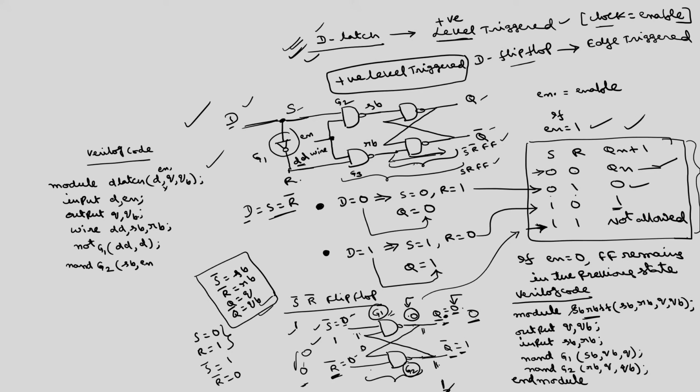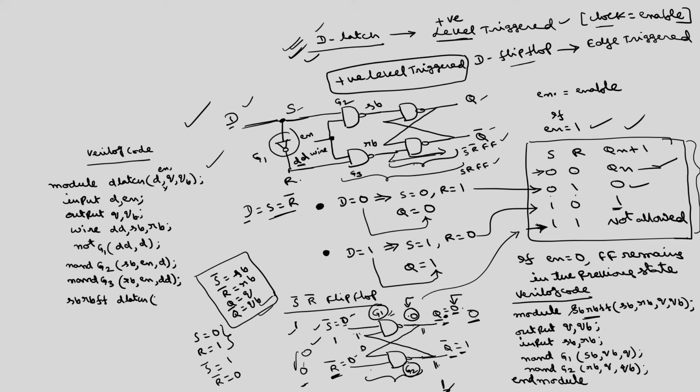Enable and D, and NAND G3, output is RB, enable and DD. Then you have to instantiate this. So, SB, RB flip flop, and you can give the name of this as some other circuit which is D latch.